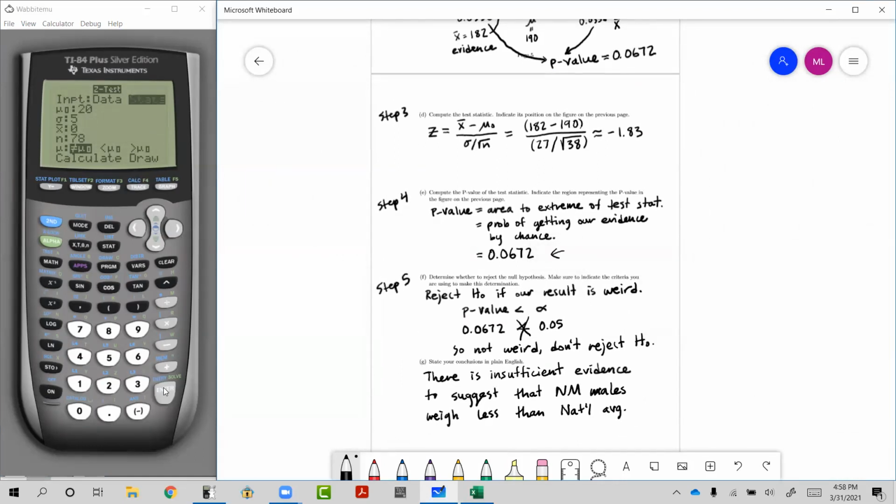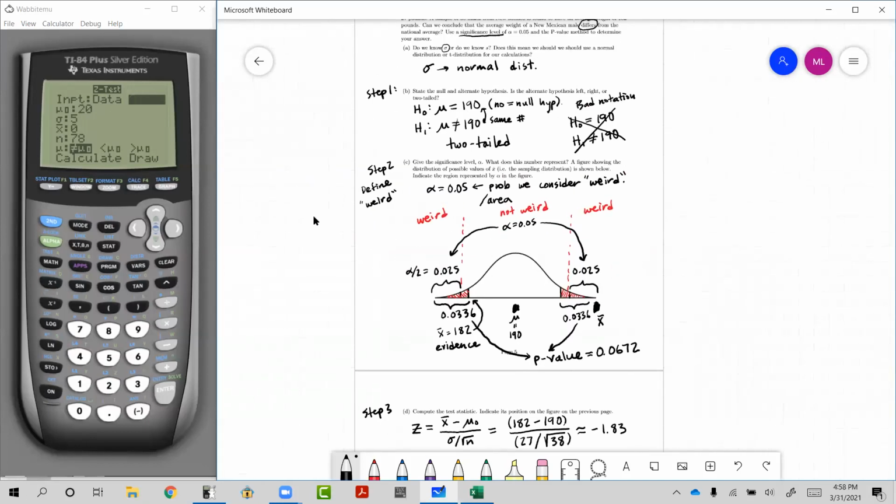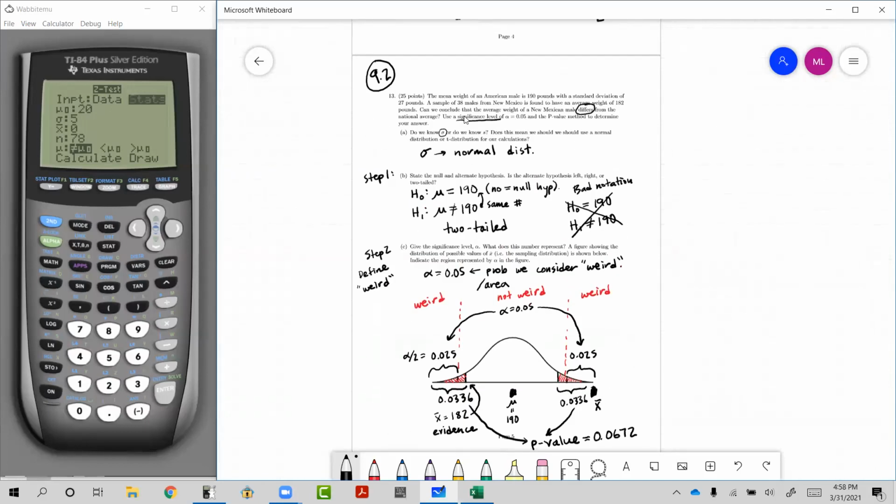So on the calculator, we do z-test. It'll ask us if we want to use data or stats. In this case, all the stats were already computed for us, so we're using stats. I guarantee that's what I will give you on the real exam. I won't give you one with raw data.